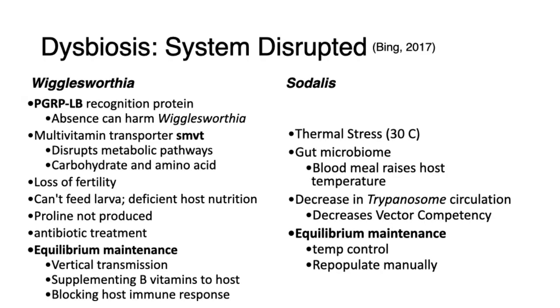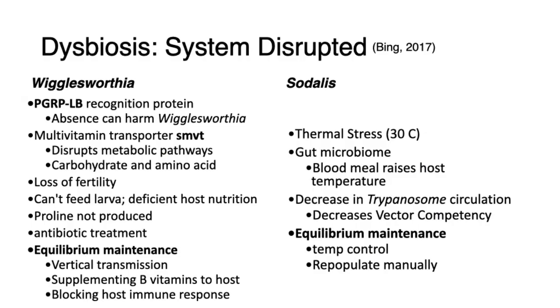It also has a multivitamin transporter, SMVT, that helps to transport the vitamins across the cell membrane. So if the transport is not present, the bacteria cannot do that. And we're going to see a disruption of metabolic pathways, specifically with carbohydrates and amino acids being deficient. We're going to see a loss of fertility. We're going to see that it cannot feed the larva because the food is not being broken down so that the host can take it in. So if they can't feed the larva, they can't feed themselves, we're going to just see deficient host nutrition. We're going to see a decrease in successful offspring.